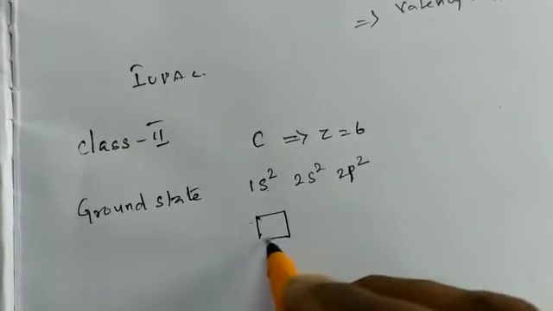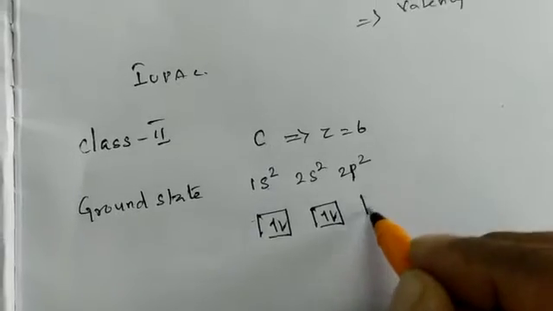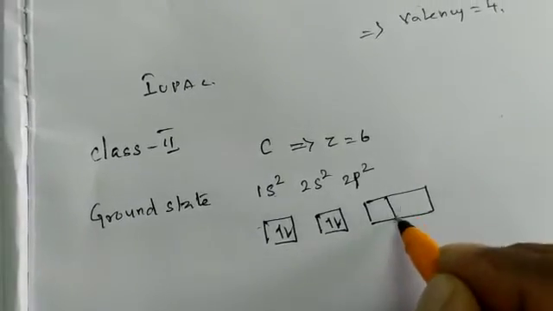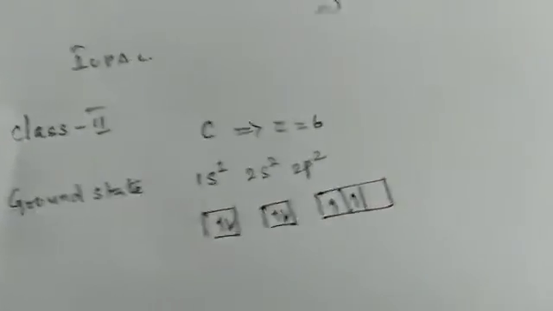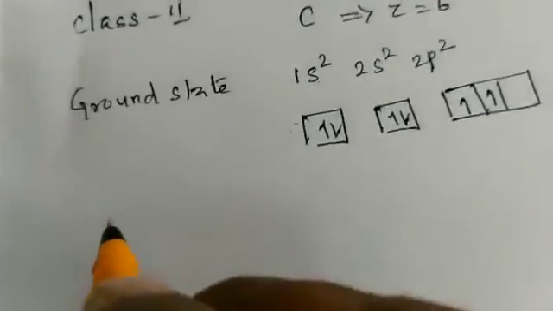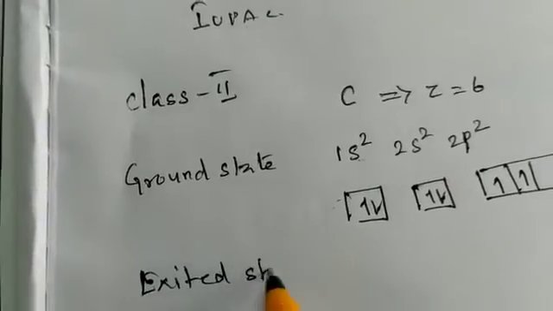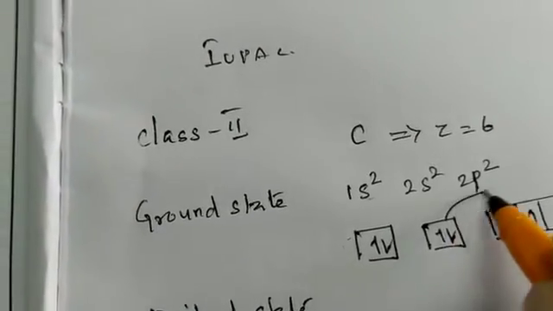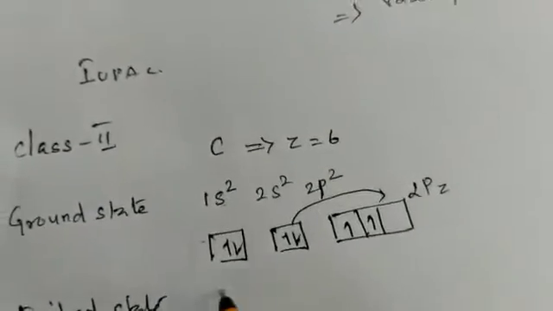This is 1s orbital. We can accommodate 2 electrons. 2s orbital, 2 electrons. By Hund's rule, we have to put 2 electrons as unpaired electrons. Next, excited state. That means promotion occurs. One of the 2s electron is promoted to 2p z orbital.